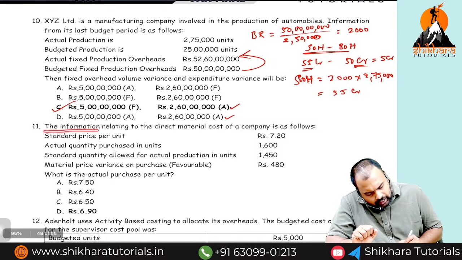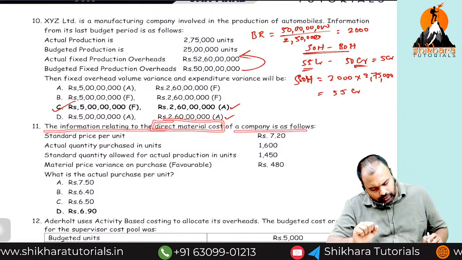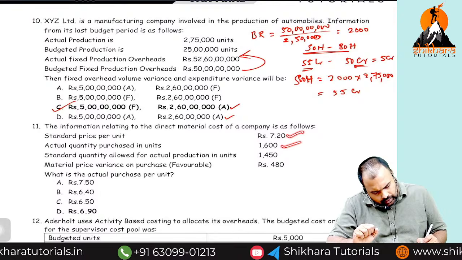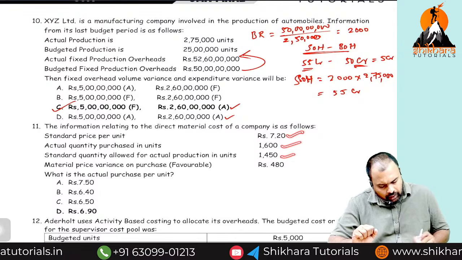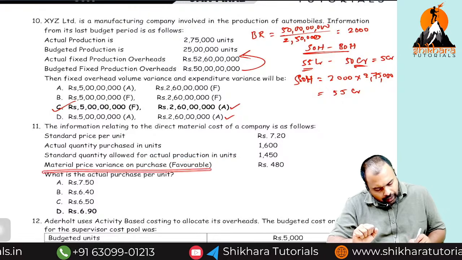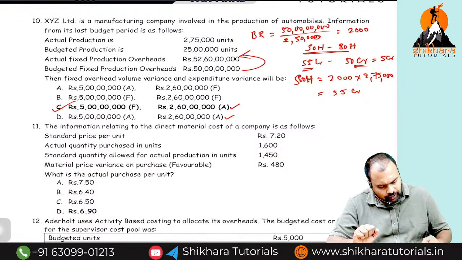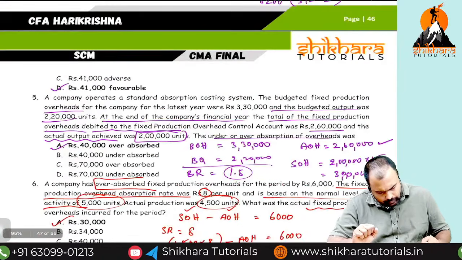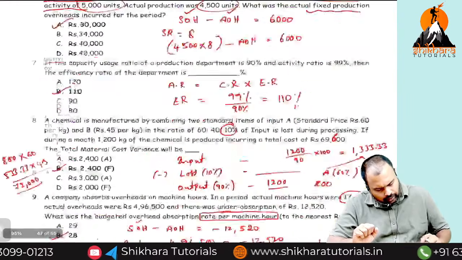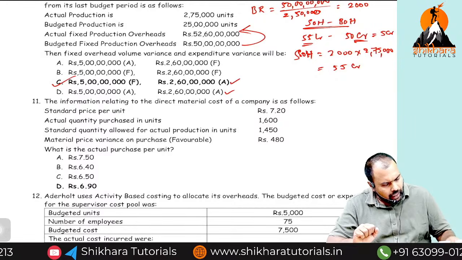the information related to direct material cost of a company is as follows. Okay, a standard price is given, standard quantity is given, standard quantity allowed for actual production, which is nothing but SQ. Material price variance is given, and what is the actual price? So similar questions we solved already, sir. Yeah, this is the same question. There is no difference in that. Just it is 480 divided by actual output, sir.